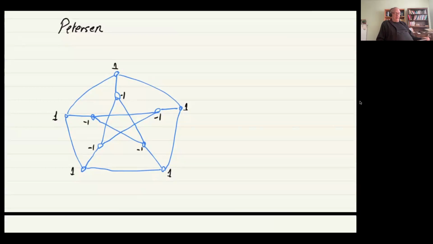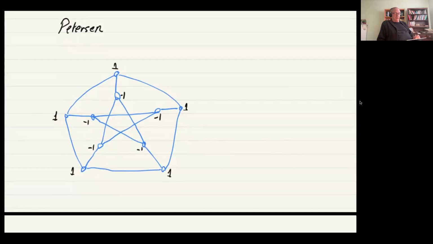Okay, so now this is an instance of the situation I was saying before, that the best way to get the eigenvectors and eigenvalues of the matrix is to guess the eigenvector and then read off the eigenvalue. So I need a vector which is orthogonal to the all ones vector. Well, this certainly works. I've got ones on the outside 5 cycle and minus ones on the inside 5 cycle. So the entries of that vector sum to 0. So that satisfies at least the condition that it is orthogonal to the all ones vector.